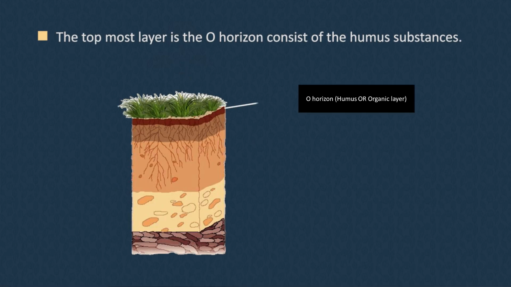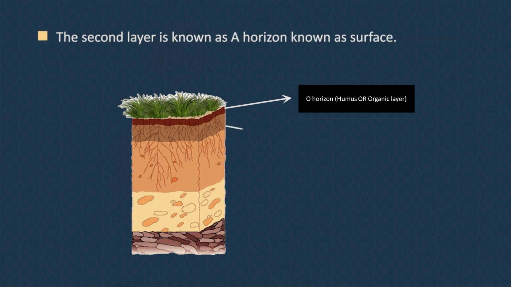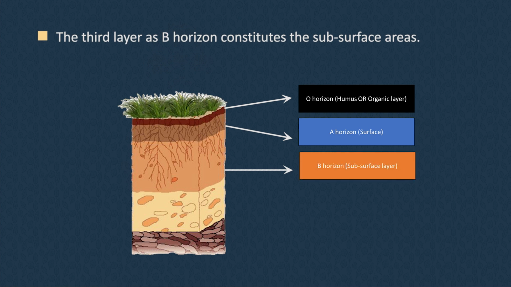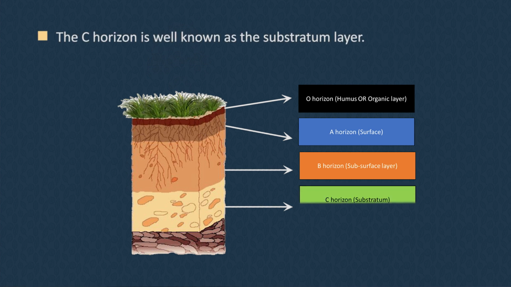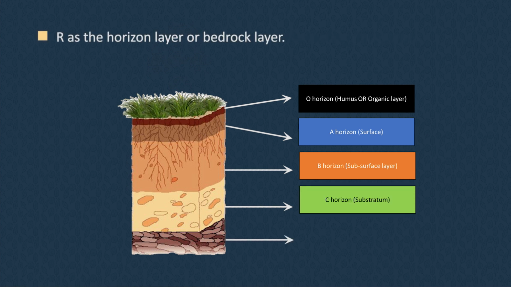Typically, all soils are differentiated into distinct horizons or layers, which are illustrated as follows. The topmost layer is the O horizon, which consists of humus substances. The second layer is known as the A horizon, known as the surface. Likewise, the third layer, the B horizon, constitutes the subsurface area. The C horizon is well known as the substratum layer and the R horizon as the bedrock layer.